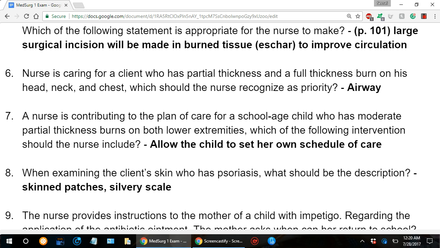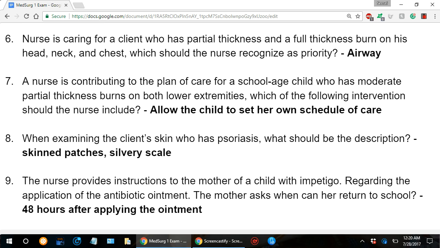A nurse is contributing to the plan of care for a school-aged child who has moderate partial thickness burns on both lower extremities. Which of the following interventions should the nurse include? Allow the child to set her own schedule of care.